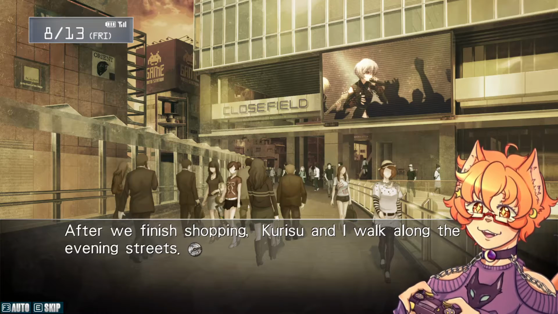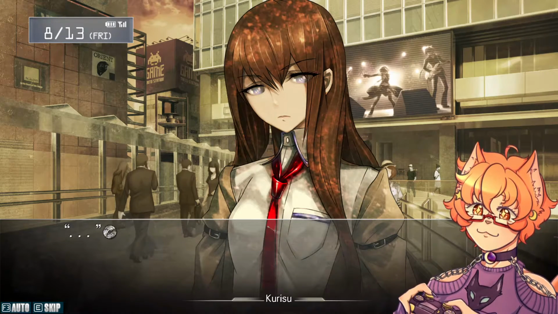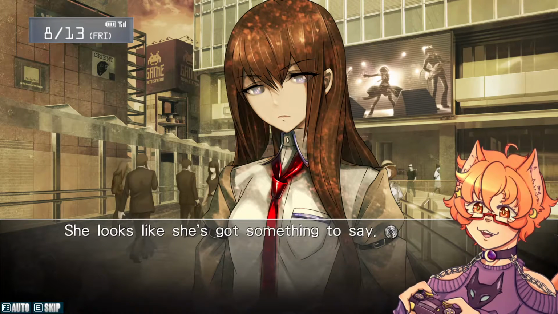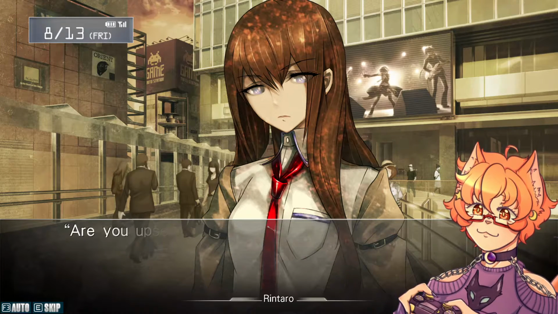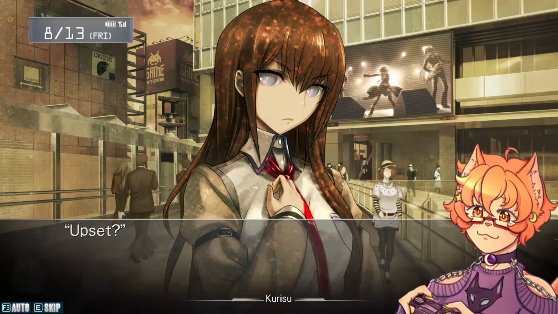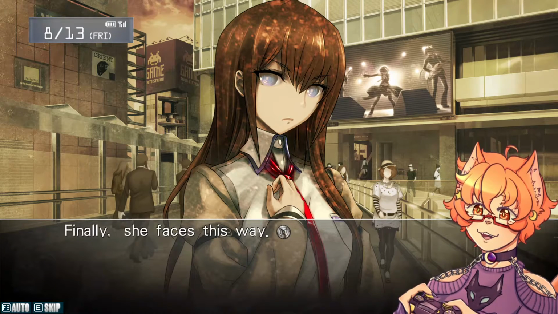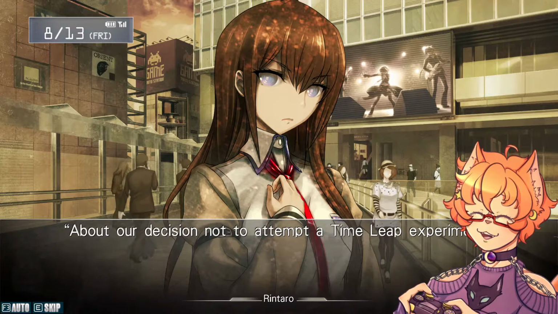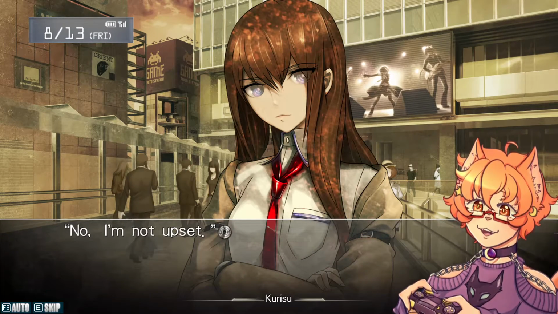After we finish shopping, Kurisu and I walk along evening streets. Hi, Kurisu! She looks like she's got something to say. What do you want to say, Kurisu? She keeps stealing glances at me. Are you upset? Upset? She frowns, like she didn't expect that question. Finally, she faces this way. About our decision not to attempt a time leap experiment. No, I'm not upset.